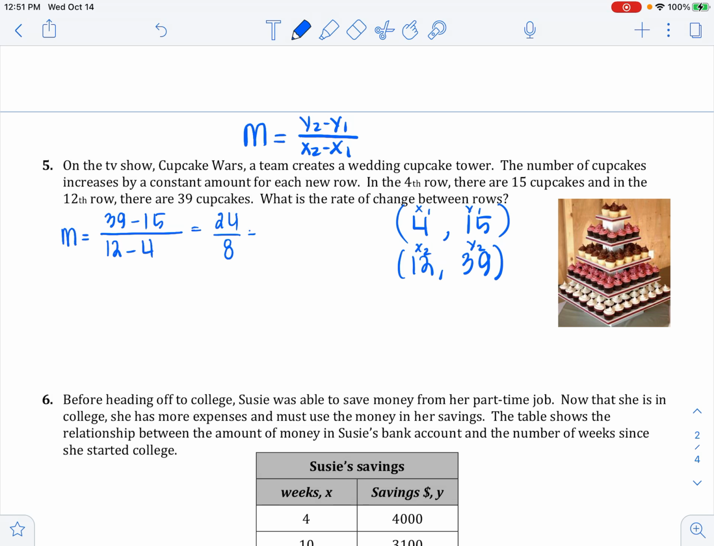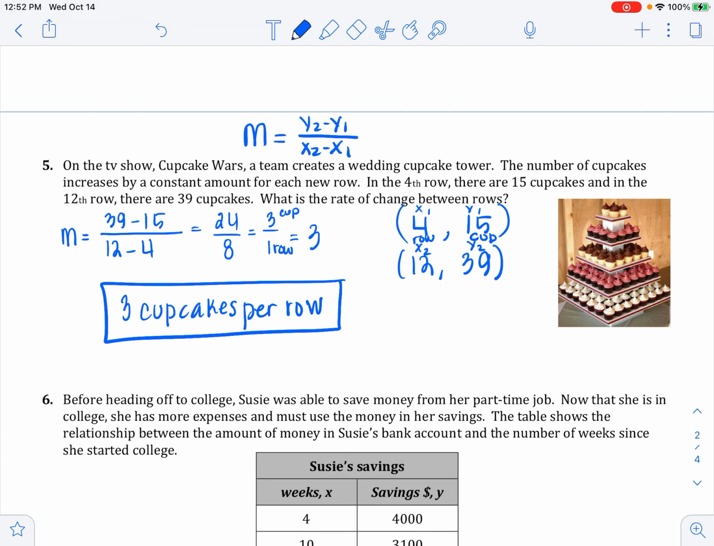And then I say, is that fraction simplifiable? And it is simplifiable because 8 goes into 24 3 times. So 3 over 1, which is just 3. And if you simplify right to 3, that's fine. Now remember, I just don't want to say 3. What is this? Remember, this was row, and this was cupcake, right? So my y's are cupcakes. My x's are rows. So it's 3 cupcakes per row. And that is my rate of change.